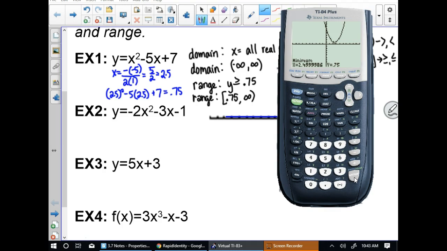So if you get a number like this with a bunch of 9s or a bunch of zeros and then a 1 or 2, then just round it to whatever it's closest to because the calculator is approximating. Okay, so we get 2.5 here, but the y is what we really care about. That's the 0.75.